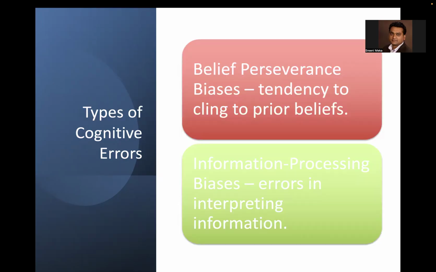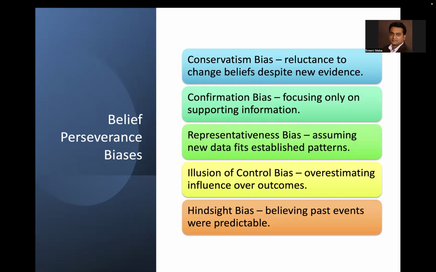So when we come to that, we need to look into the global picture, not just the local picture. And the other types of cognitive errors are two types, right? Perseverance, the tendency to cling to prior beliefs, and the other one is information processing, which is error in processing the information we have. And let's dig into the belief perseverance biases.